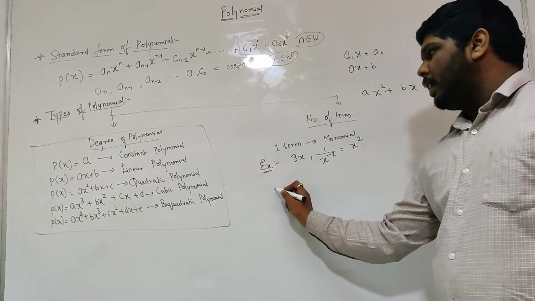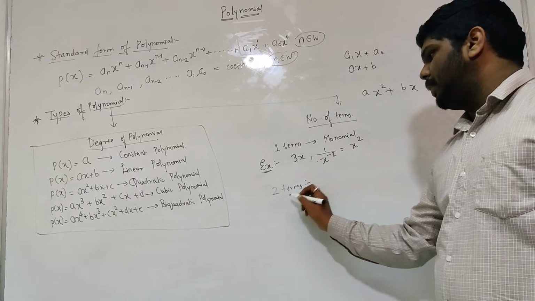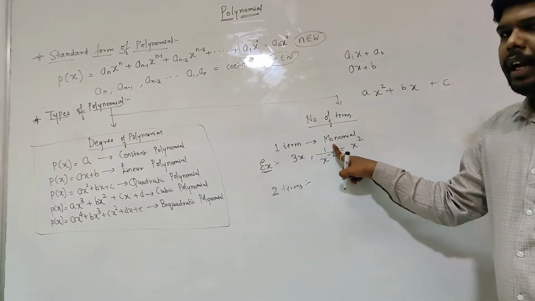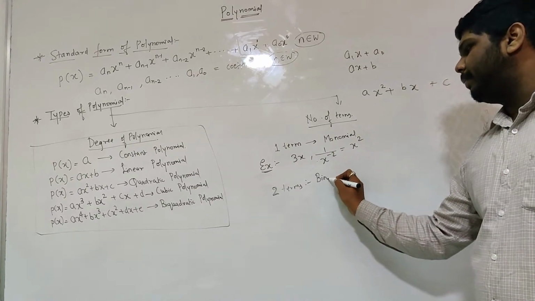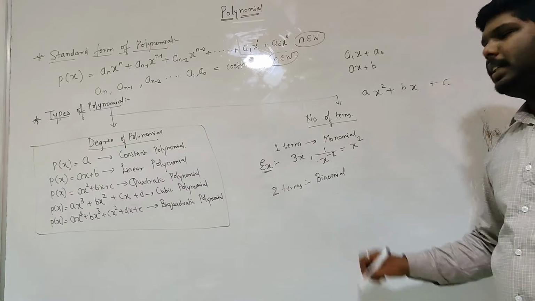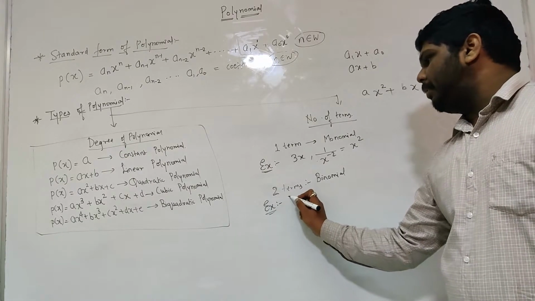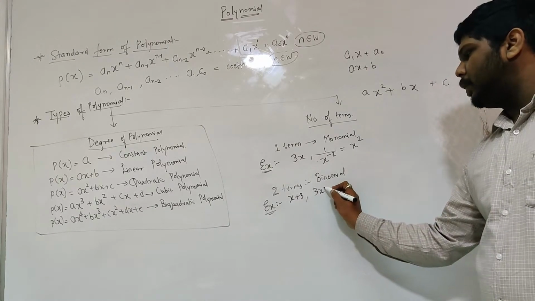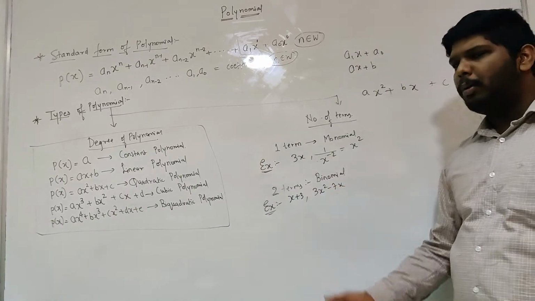Now suppose we consider two terms. There are two terms, correct? When there is one term we write monomial, so for two terms we write binomial, correct? Binomial means there will be two terms. For example, x plus 3, then 3x square minus 7x, correct? Many examples can be made for binomial also.